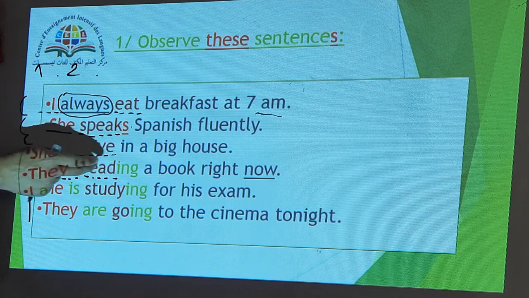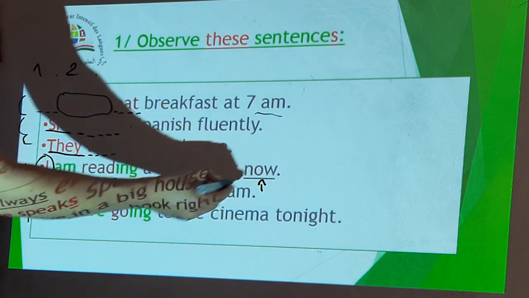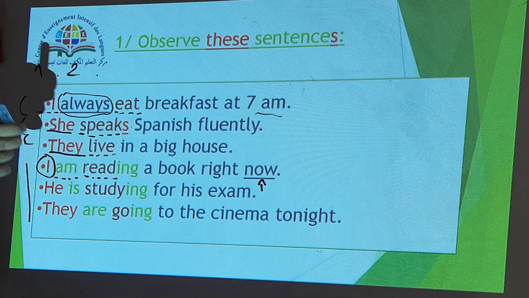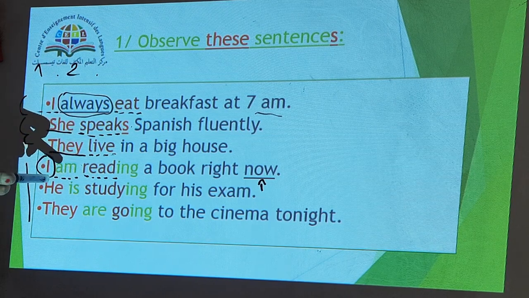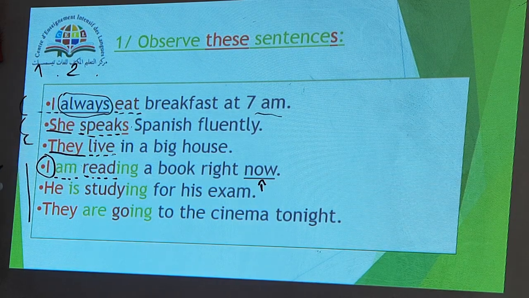Okay, I am reading a book right now. Here we have a signal word that shows that the action is happening at the moment of speaking. Okay, I am reading a book right now.